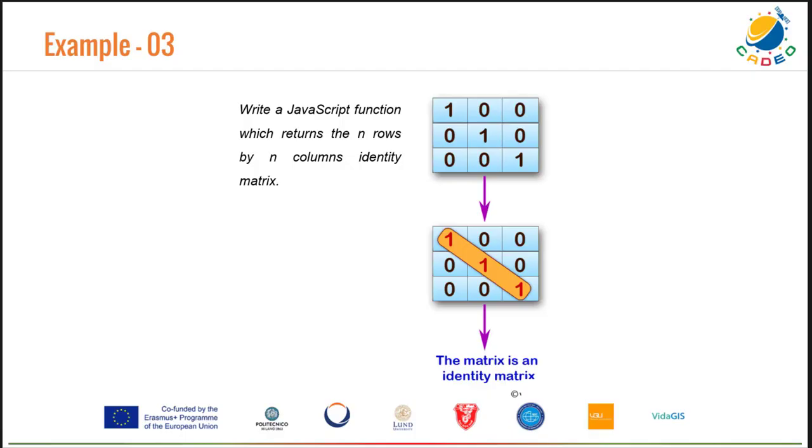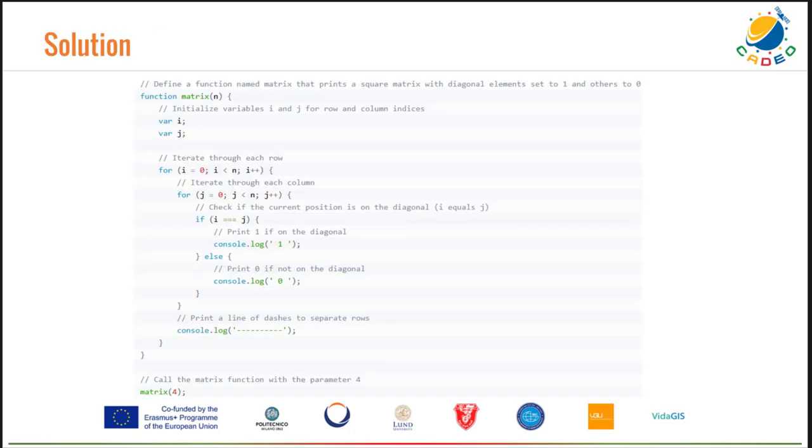For the third example, we will write a JavaScript function which returns the n rows by n columns identity matrix. This is the code of the function that prints a square matrix with diagonal elements set to 1 and others set to zeros, also called an identity matrix.